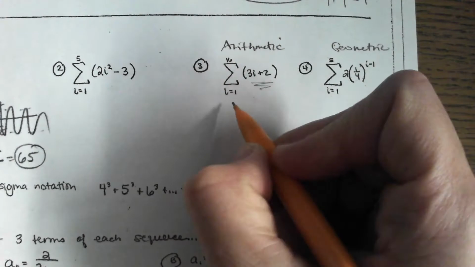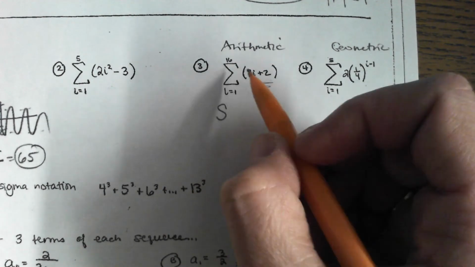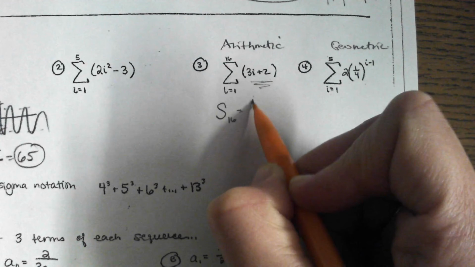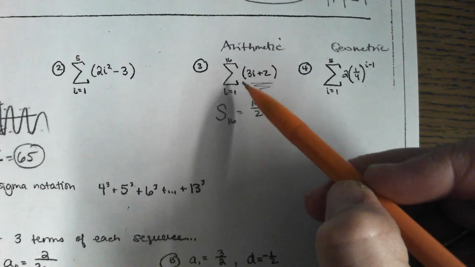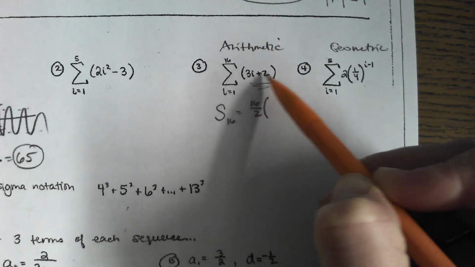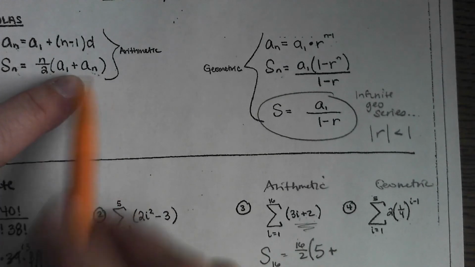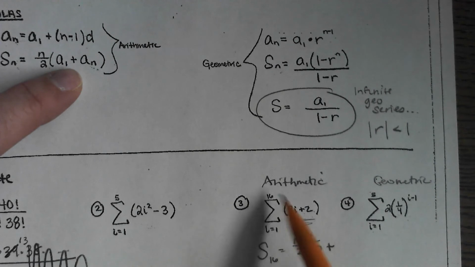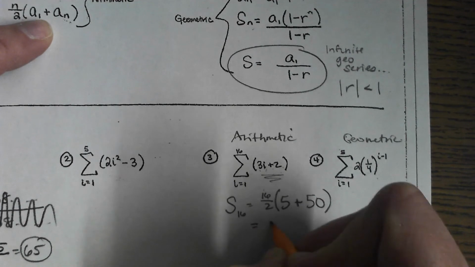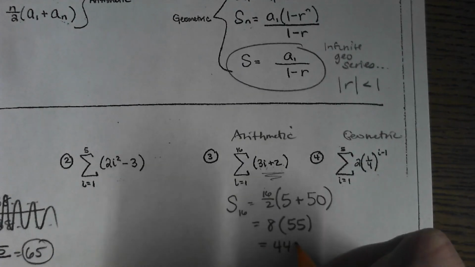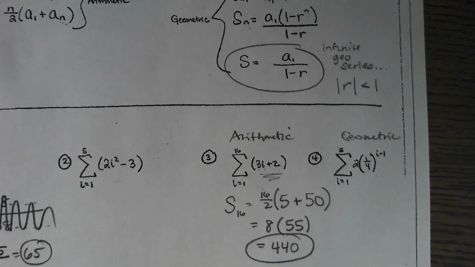Okay? So your series formula on the arithmetic one would be the number of terms divided by 2. How many terms are there? 16. So we have 16 terms divided by 2. And the first term, you plug in a 1, you get 3 plus 2 is 5. Plus a sub n, the last term, I'm just stealing the formula from the top here. The last term, once I plug in a 16, 3 times 16 is 48. 48 plus 2 is 50. So we have 8 times 55, which is 440. 8 times 50 is 400. 8 times 5 is 40 more.